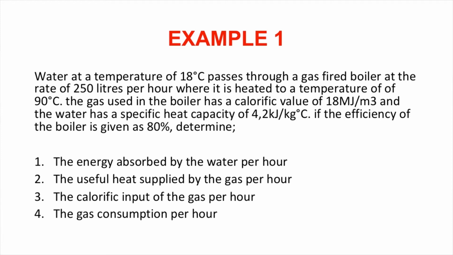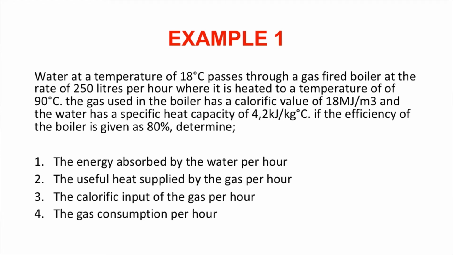Now look at this. Water passes through that boiler. This boiler has a gas at the calorific value of 18 megajoules per meter cube, right? So it means that the boiler already is producing heat. The gas is giving the boiler 100% of the heat, right?